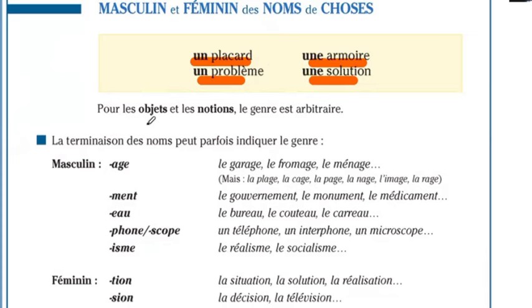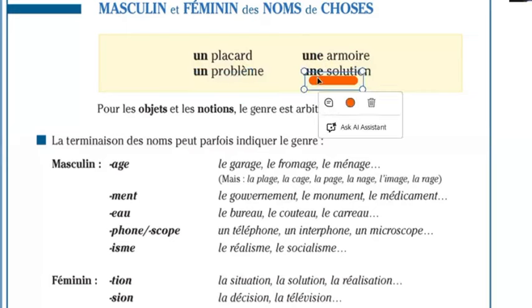Now, how do you identify? Pour les objets et les notions, le genre est arbitraire. That is, for objects and notions, the gender is arbitrary, meaning we cannot actually decide, okay, this is the gender here and there. However, the endings of a word, phonetically speaking, can help you to a large extent in determining what we call the gender of the word. And we have quite a lot of examples which we want to look at right now. So we're going to start from the very first one, which you can see in front of your screen, that ends in AGE. We call it age.